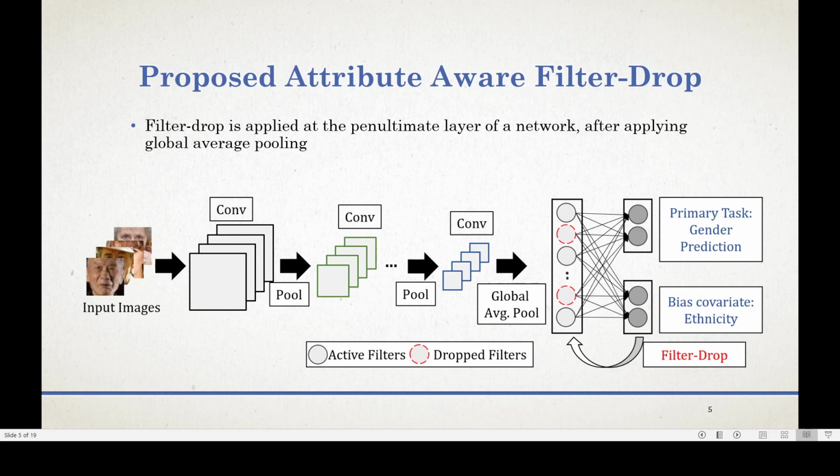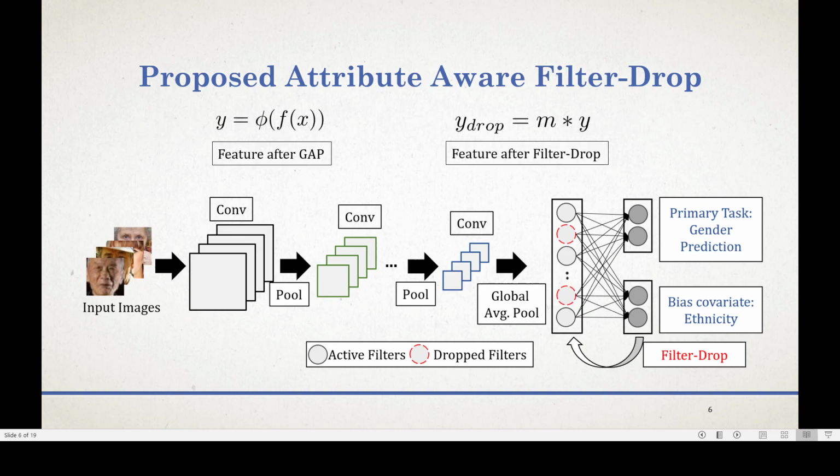The model is a standard convolutional neural network comprising convolution and pooling layers, followed by global average pooling to get the dense feature layer. Filter drop is applied to this penultimate layer, the one obtained after global average pooling. So, the features obtained after global average pooling are say y. On applying filter drop, we obtain y drop. Y drop is computed by multiplying the feature y with a binary mask matrix M, which defines the active filters and the filters to be dropped.